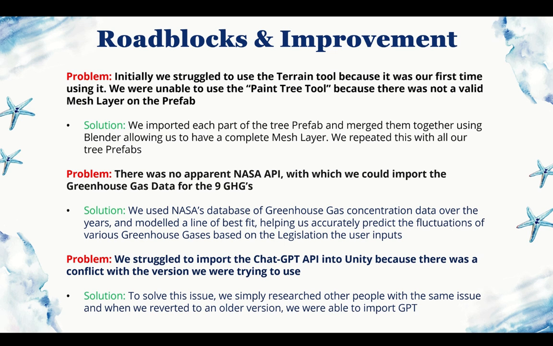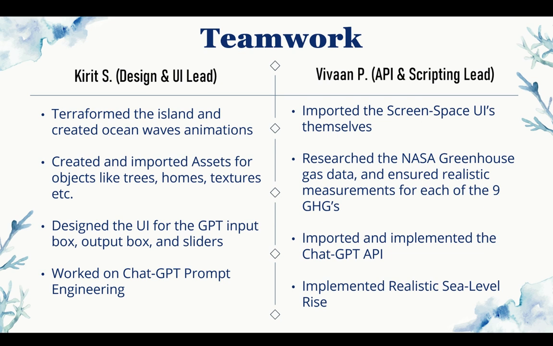And also there's no apparent NASA API which we could use to import the greenhouse gas data for the nine greenhouse gases. To solve this, we just used an exponential model based on the NASA API, and this helped keep it realistic.